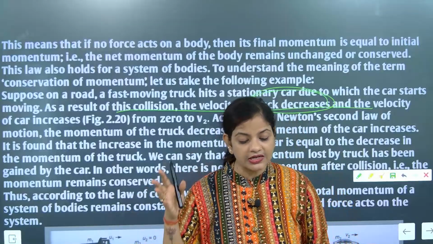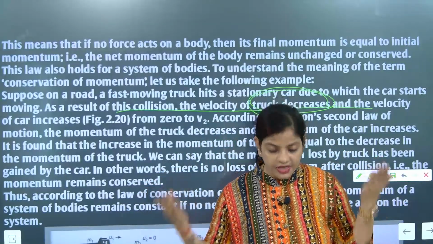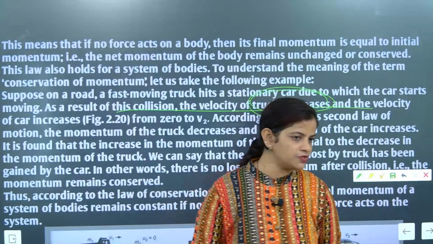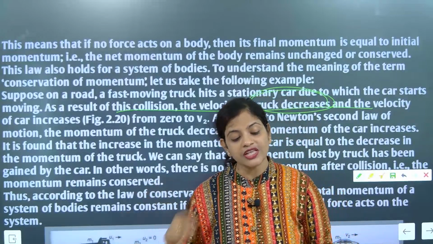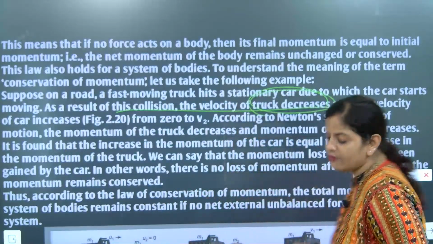Please understand this part: truck and car both have the same velocity. Both are moving with 60 kilometer per hour speed. Understood or not? But the one having more mass will have more momentum. Correct? How will it have more momentum?